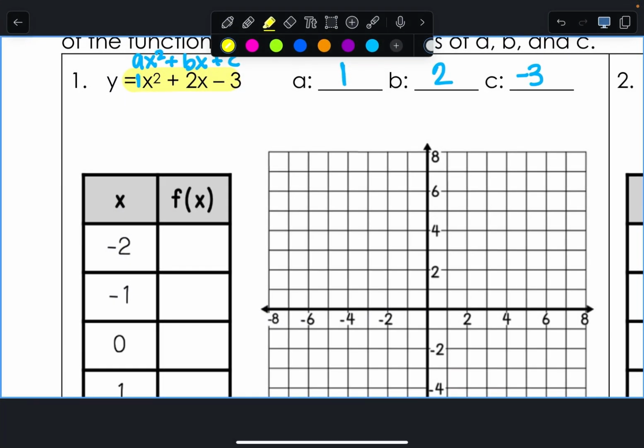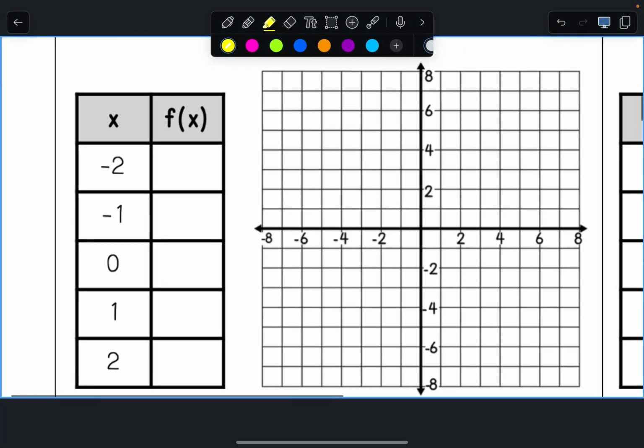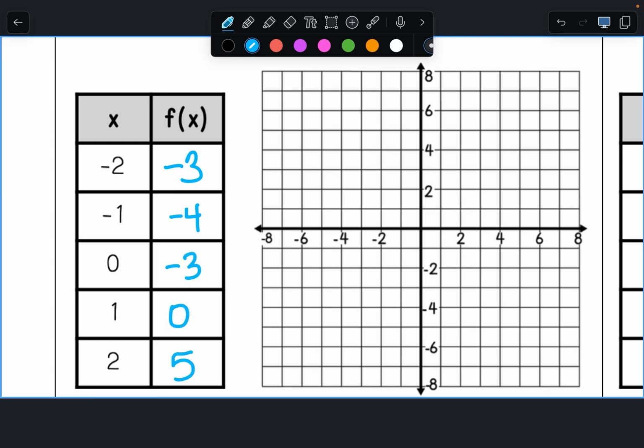So, negative 2 goes with negative 3. Negative 1 goes with what? Negative 4. And then negative 3 again. 0 and 5. Okay?